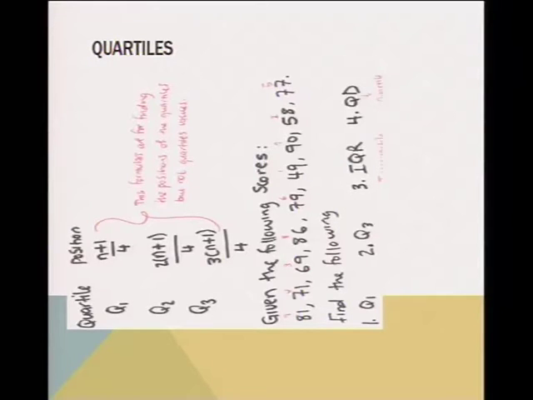Now if you look at your assignment, you are asked to calculate the quartile 1, quartile 2, quartile 3 and all that. They also ask you to calculate the IQR. IQR is the interquartile range, which is the difference between the quartile 3 and the quartile 1. And then the quartile deviation is the difference between quartile 3 and quartile 1, divided by 2.